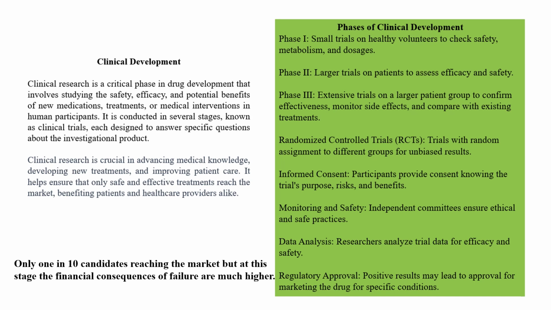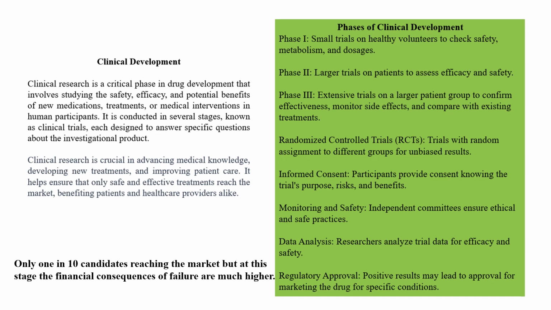Here we need several human participants to see whether the drug is working properly or not. So we have to go through different phases such as phase 1, phase 2, phase 3. The difference between phase 1, phase 2 and phase 3 is the number of volunteers involved in the trial. That is the main difference.